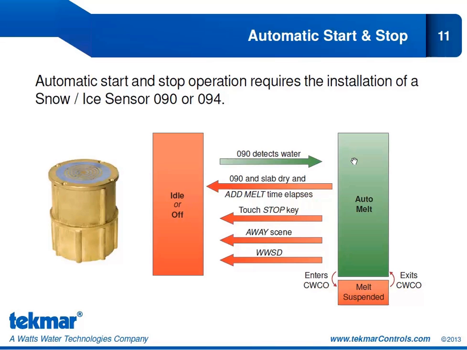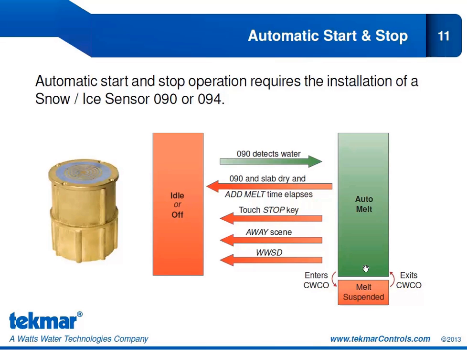Now, how do we come out of that melt cycle back to the idle or off state? We can do so automatically, and that happens when the sensor is dry and the add melt time has expired. We can do so by touching the stop key and forcing it out of that melt cycle. We can do so by using the away scene. That will also stop the melt cycle. And if the ambient temperature rises above our warm weather shutdown setting, that is also a way to return to the idle or off state.